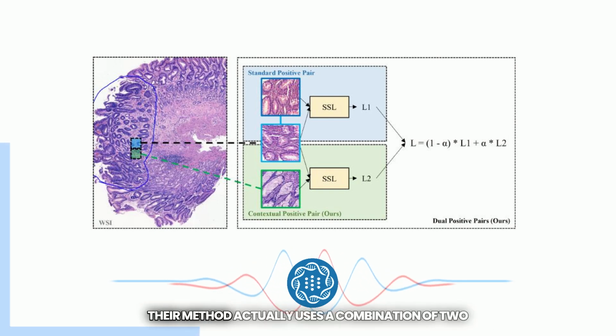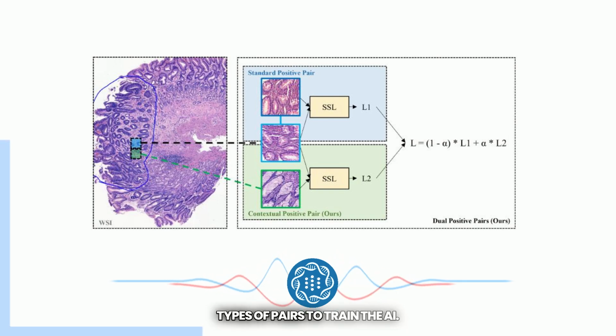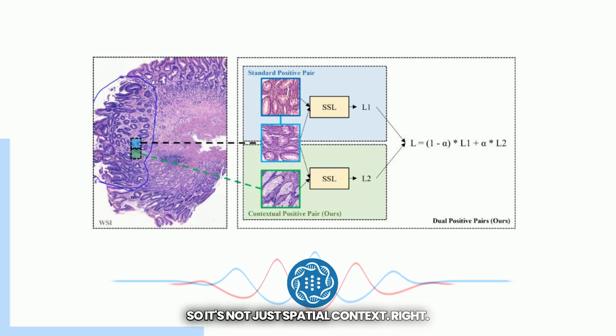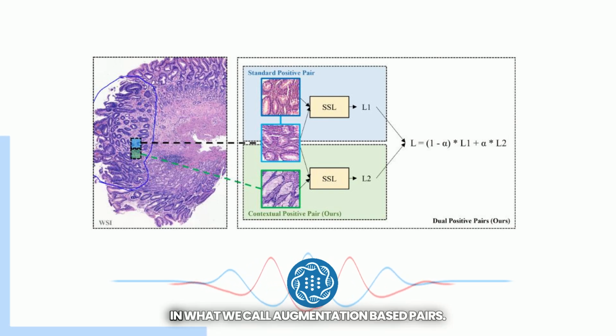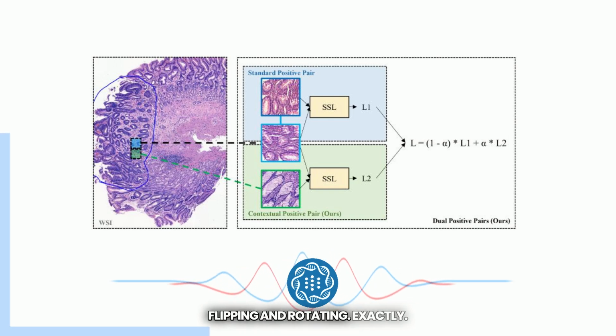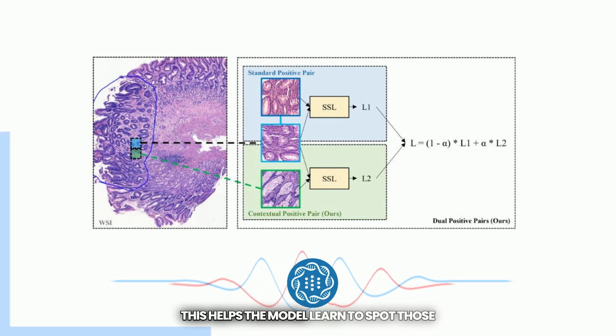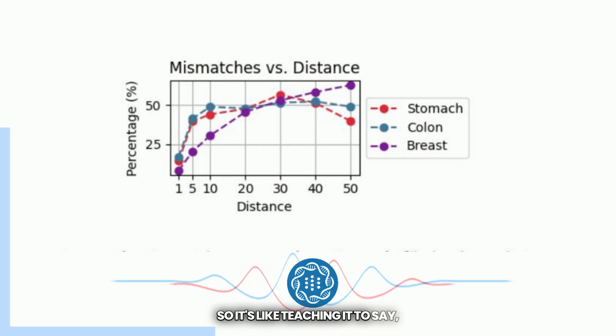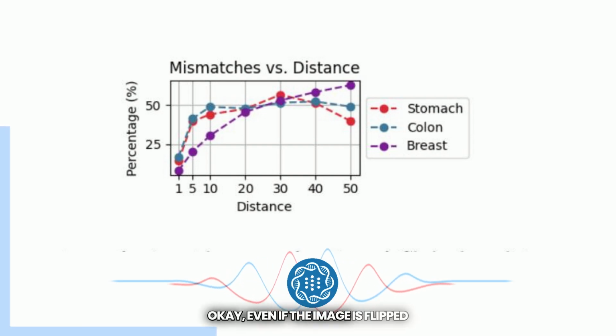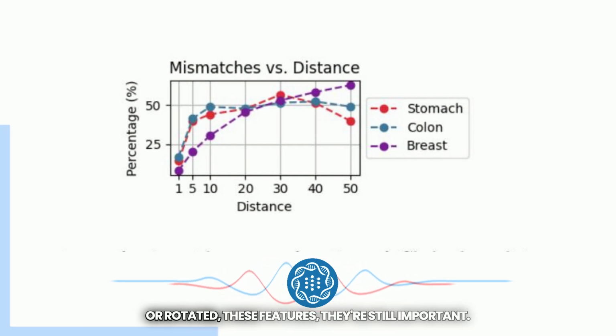Okay. Their method actually uses a combination of two types of pairs to train the AI. So it's not just spatial context. Right. They use those contextual pairs that we just talked about. But they also throw in what we call augmentation-based pairs. So they still do some of that flipping and rotating. Exactly. This helps the model learn to spot those patterns that are consistent regardless of the transformations. Gotcha. So it's like teaching it to say, okay, even if the image is flipped or rotated, these features, they're still important.